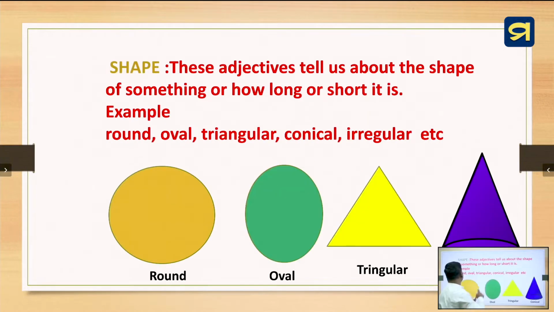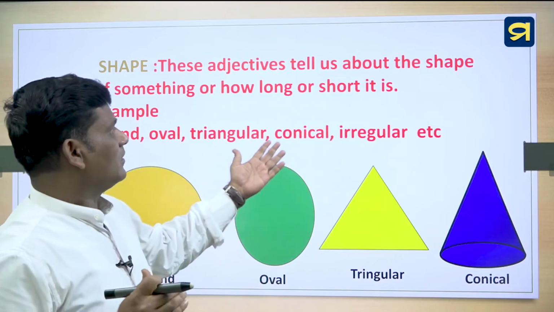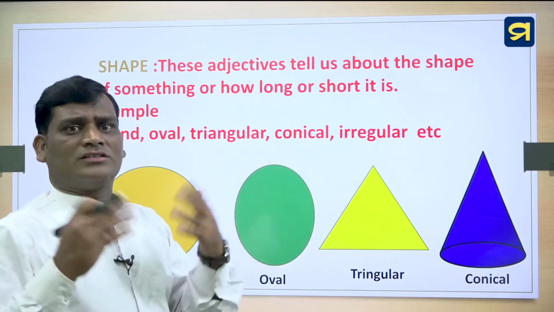Now, another category: shape. These adjectives tell us about the shape of something or how long or short it is. In day-to-day life, we can see various types of objects and their shapes are different. Look at some examples: round, oval, triangular, conical, rectangular, cylindrical.